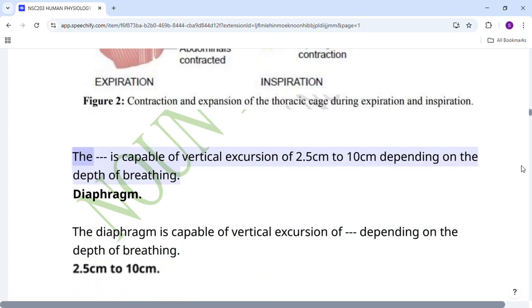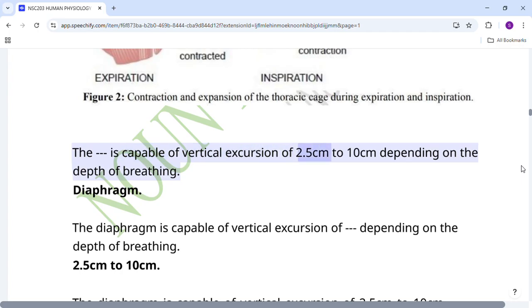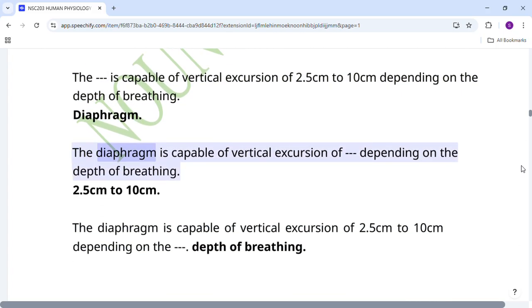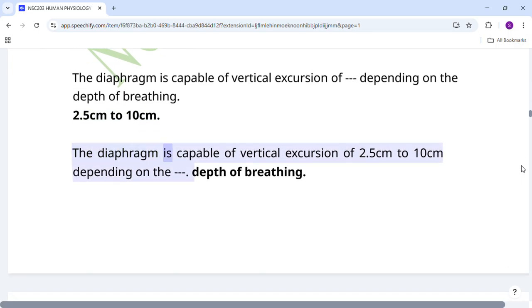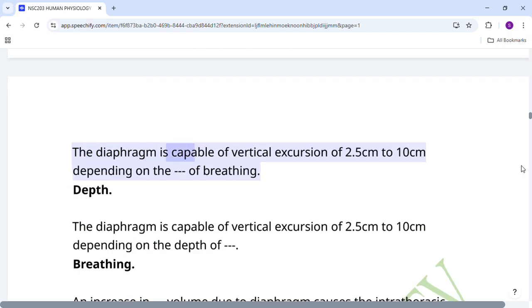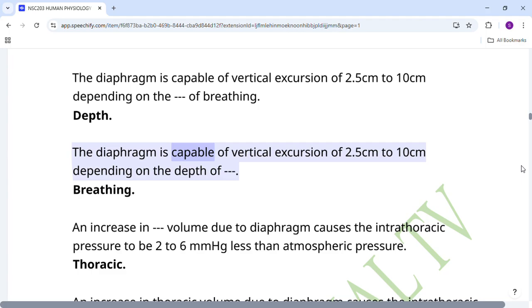The diaphragm is capable of vertical excursion of 2.5 cm to 10 cm depending on the depth of breathing.